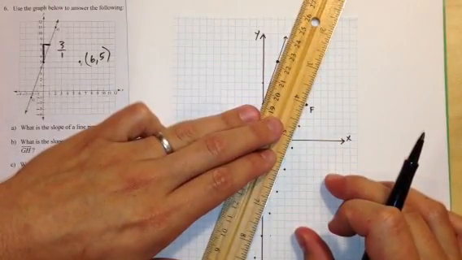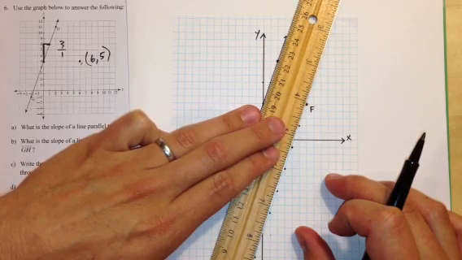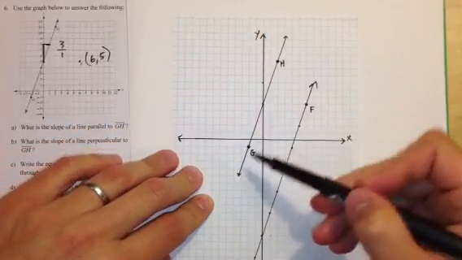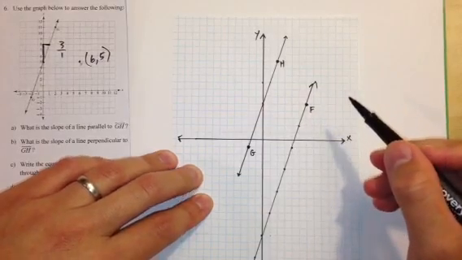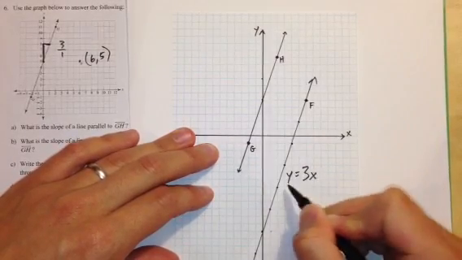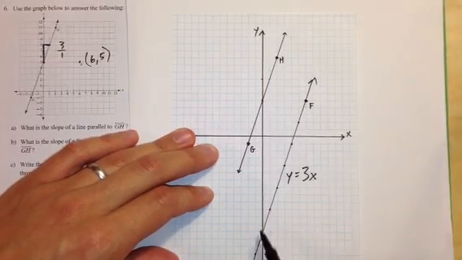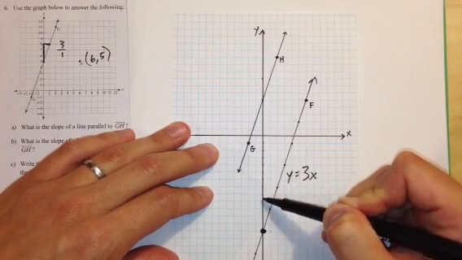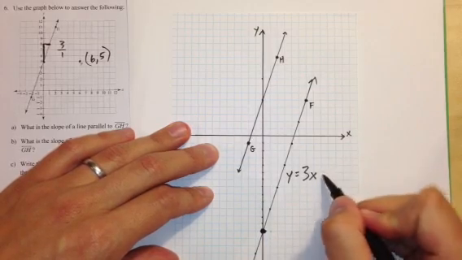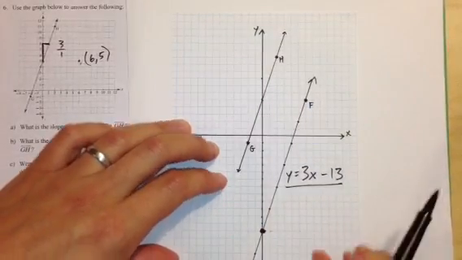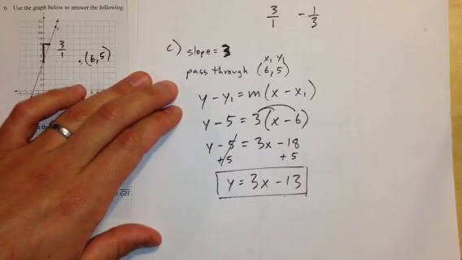And if we draw our line, this is the line that is parallel to GH and passes through point F. Now what is the equation of this line? Well, the slope is 3, so y equals 3x. And what's the y-intercept? It's right here where it crosses the y-axis, which is 1, 2, 3, 4, 5, 6, 7, 8, 9, 10, 11, 12, 13. Negative 13. So the equation of the line that is parallel to GH and passes through point F is y equals 3x minus 13, which is exactly what we found when we calculated it algebraically using the point-slope form.